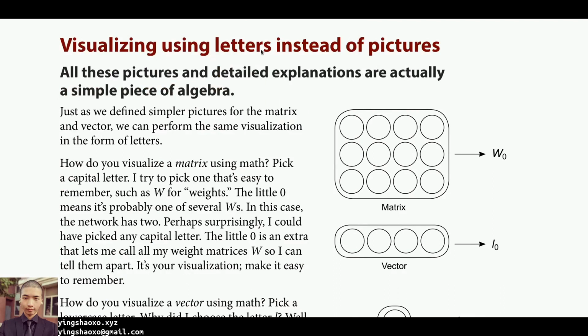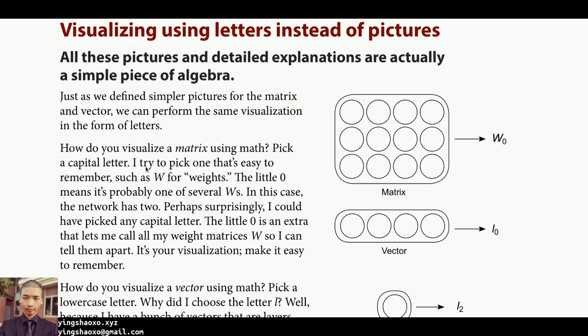Visualization using letters instead of pictures. All these pictures and detailed explanations are actually a simple piece of algebra. Just as we defined the simpler pictures for the matrix and the vector, we can perform the same visualization in the form of letters. How do you visualize a matrix using math? Pick a capital letter. I try to pick one that's easy to remember, such as W for weights, and the 0 means it's probably one of several W's.